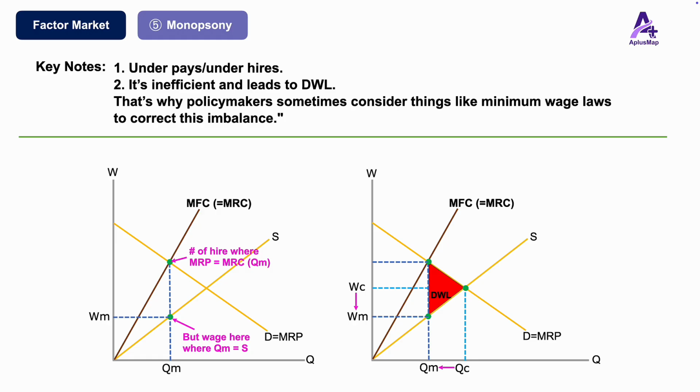You've got it. It underpays and underhires, which raises questions about policy interventions like minimum wages or support for unions in such markets, as they could potentially counteract the monopsony power and push towards a more efficient outcome. That's a really important link between the theory and potential policy responses.